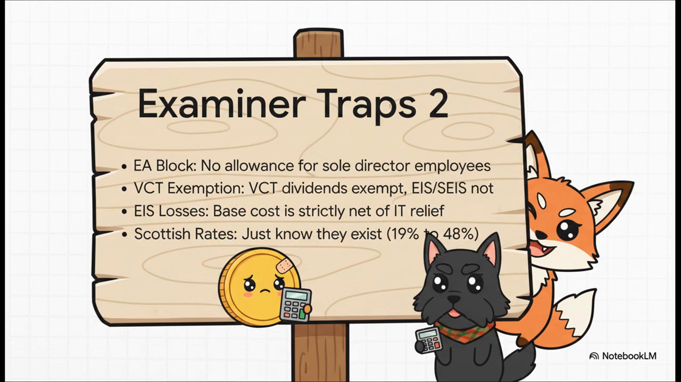If an EIS investment goes bust and you want to claim a capital loss, you have to subtract your initial 30% income tax relief from your base cost first. I mean, you can't claim a loss on money the government already refunded you, right? Lastly, just know that Scottish rates exist. They run from 19% to 48%, but don't waste your precious brain power memorizing their exact bands.